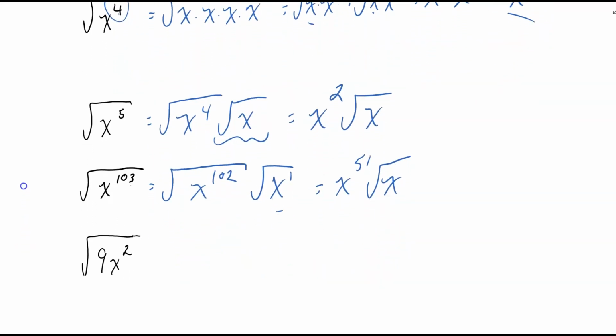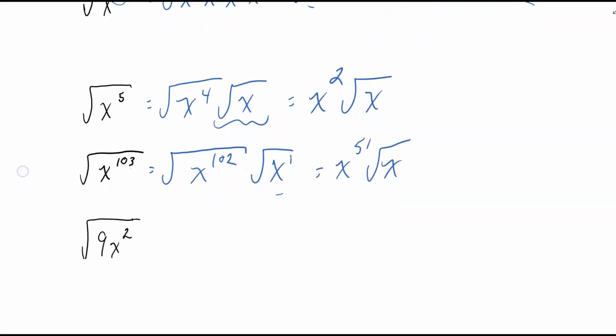Okay, for the square root of 9x squared. That's the square root of 9 times the square root of x squared. I'm only breaking it up to let you see all the different parts. You don't have to write it this way. 9 is a perfect square. The square root of 9 is 3. The square root of x squared we have seen, which is x.